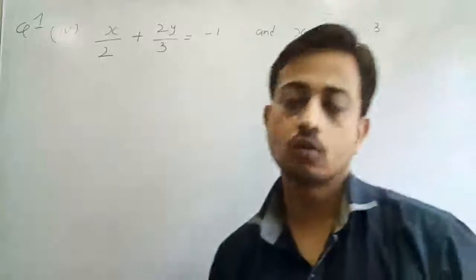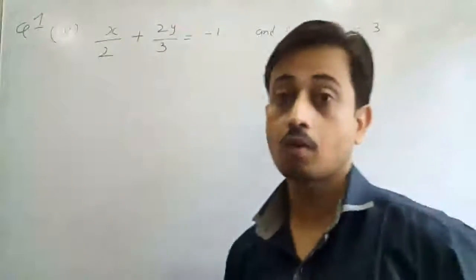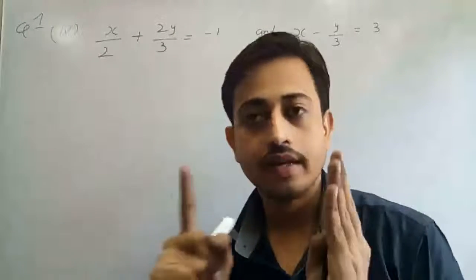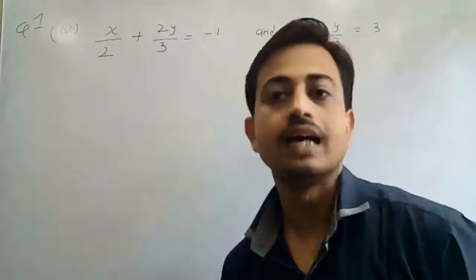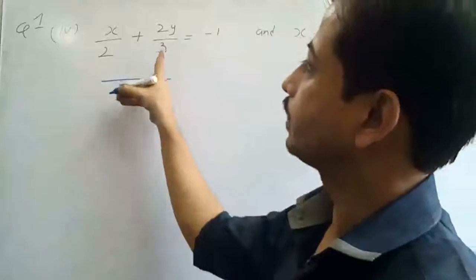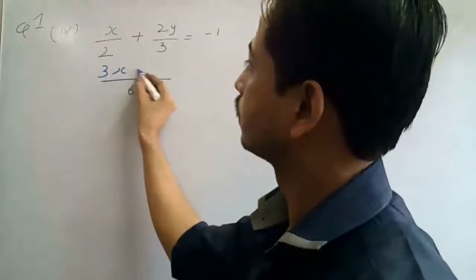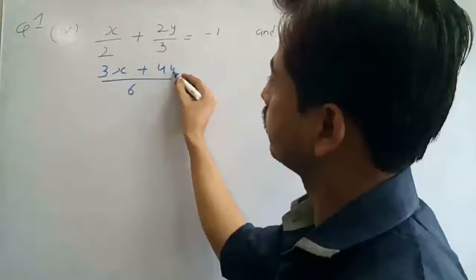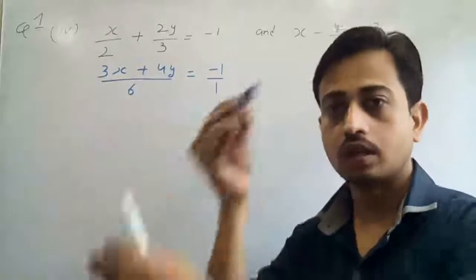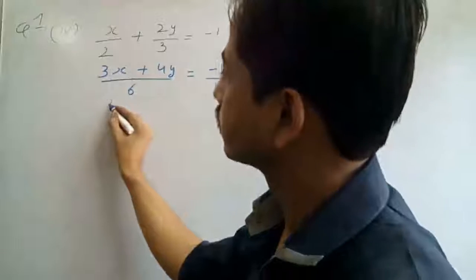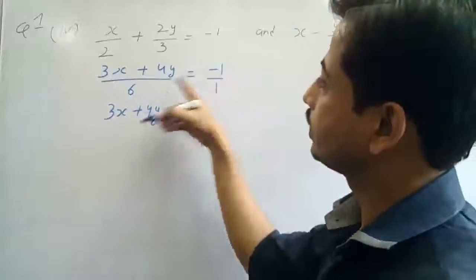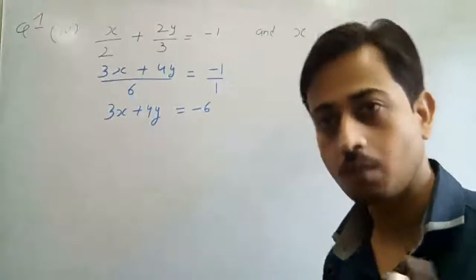Now this is the fourth part of question number 1. Look at the question. It is not in a proper form because it is in rational form. So try to make it only in terms of numerator. So what do we have to do? Take the LCM. So 2 into 3 we get 6. Now do cross multiply. 3 into x we get 3x. Now 2 into 2y we get 4y is equal to minus 1. And minus 1 can also be written as minus 1 by 1. Now do cross multiplication. 1 is multiplied with this, and we get 3x plus 4y. If we multiply minus 1 into 6, we get minus 6. This is the proper format.